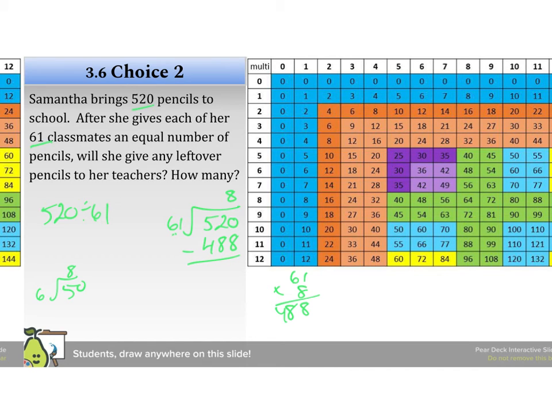Now when I subtract, 0 subtract 2, I can't do that. 10 subtract 2 is 8. 1 subtract 8, I can't do that. 11 subtract 8 is 3. And then 0. So there's 32 remaining. So we would have 8 remainder 32. So Samantha would give 8 pencils to each classmate and 32 to the teacher.